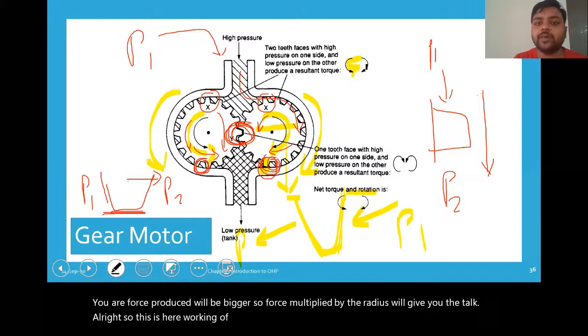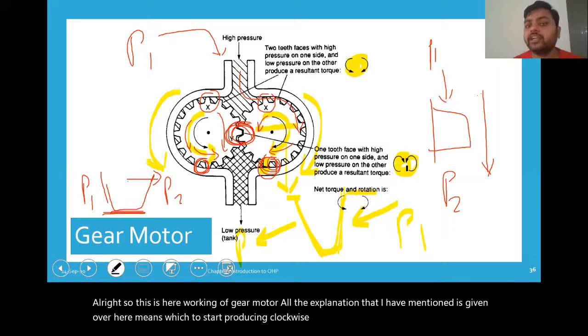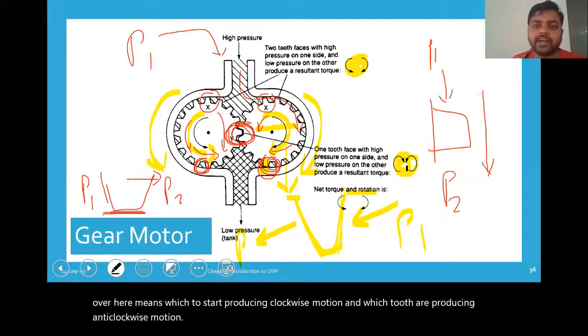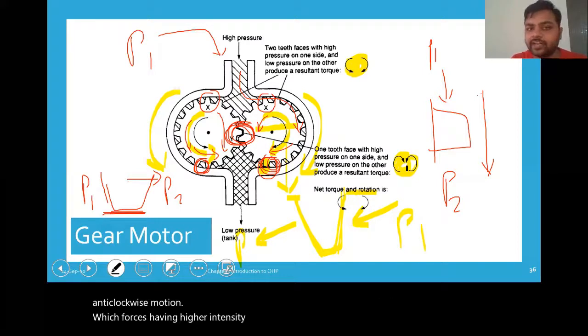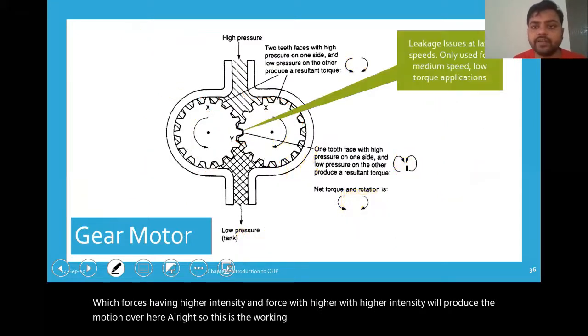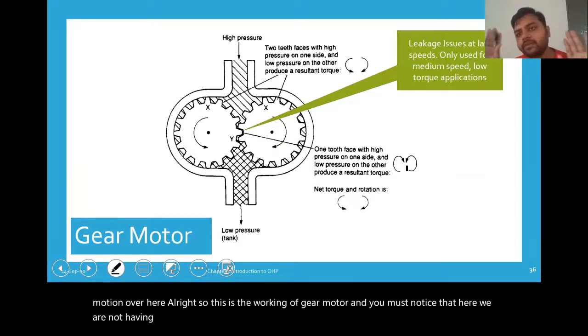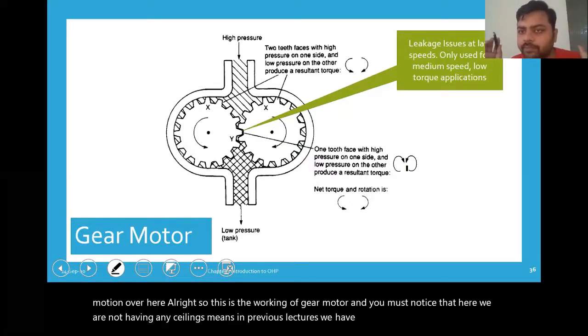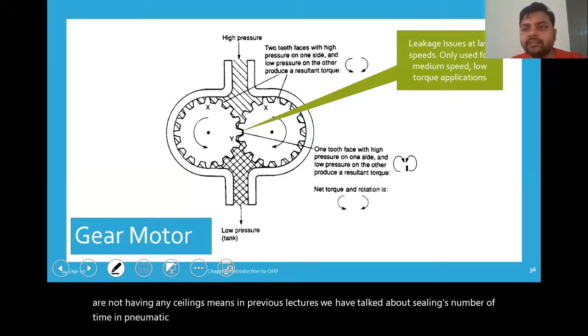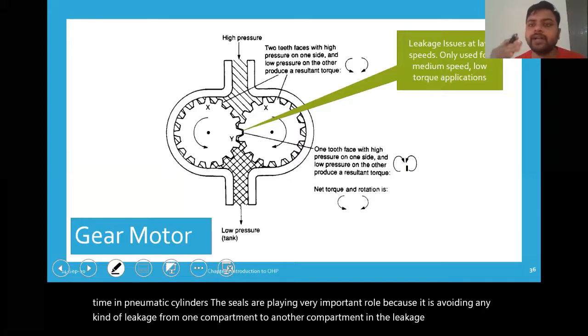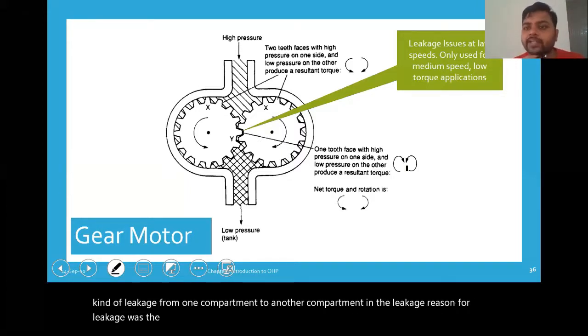All the explanation that I have mentioned is given over here, meaning which teeth are producing clockwise motion and which teeth are producing anti-clockwise motion, which force is having higher intensity, and the force with higher intensity will produce the motion over here. All right, so this is the working of gear motor, and you must notice that here we are not having any seals. In previous lectures we have talked about seals a number of times. In pneumatic cylinders, the seals play a very important role because they avoid any kind of leakage from one compartment to another compartment, and the reason for leakage was the microscopic gap between two mechanically rubbing surfaces.